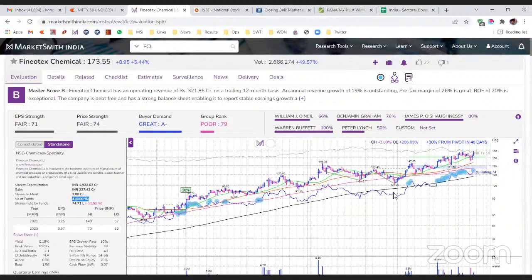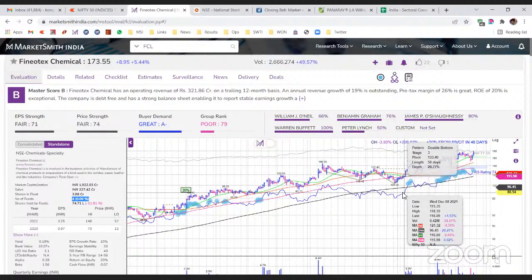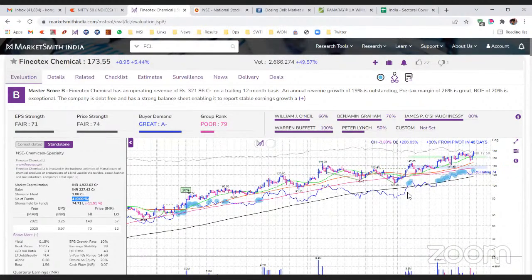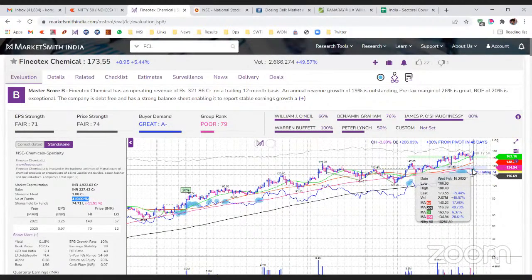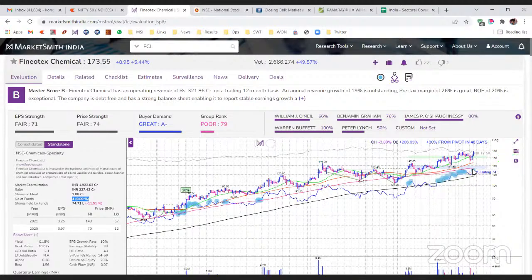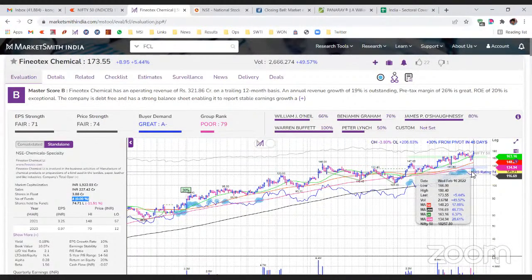Also, the stage of the breakout is the third stage, which is a slightly late stage, we can say. And currently the stock is near its profit booking zone. If you are holding the stock in your portfolio, you can keep the 21 DMA as its stop loss. And initiating fresh positions is not advised at this moment because of its high extension or late stage base breakout.